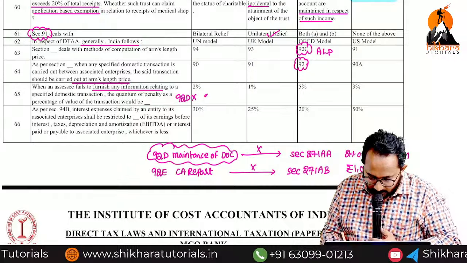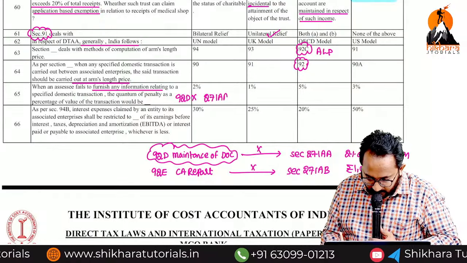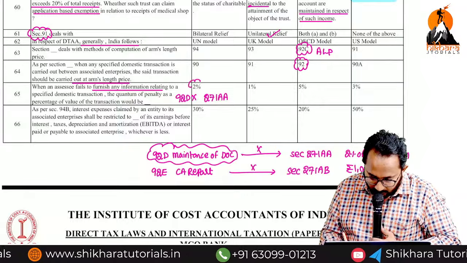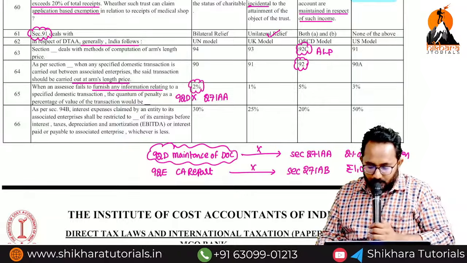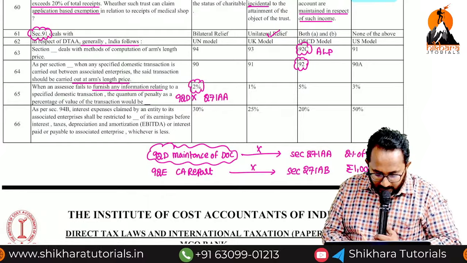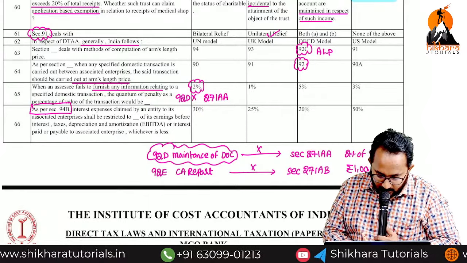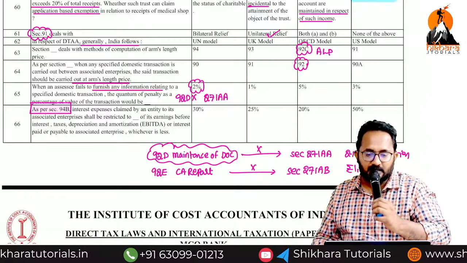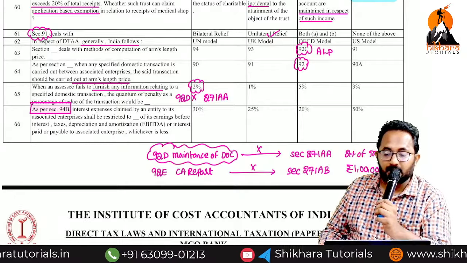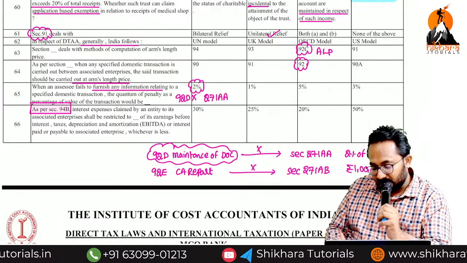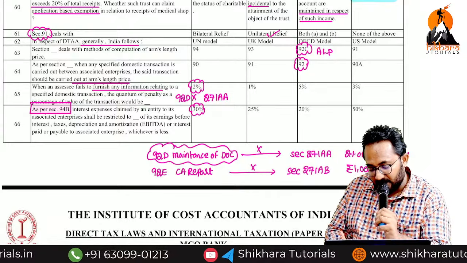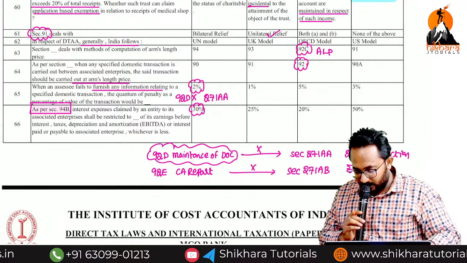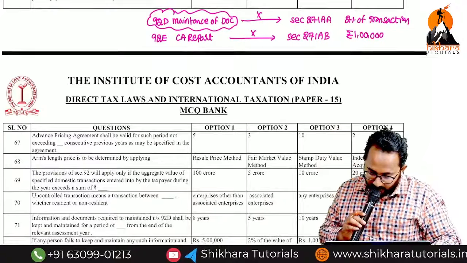92D failed. Which penalty, ma'am? 271AA. What is that quantum? 2% of the value of the transaction. As per section 94B, if any interest is paid to our associated enterprise, that interest paid amount is restricted to 30% of EBITDA while computing the PGBP.